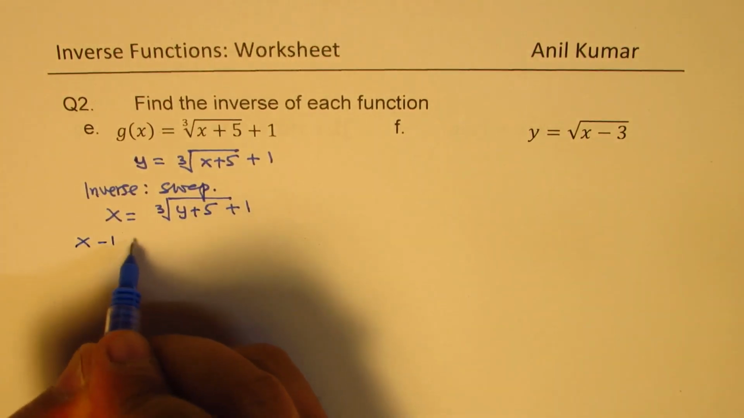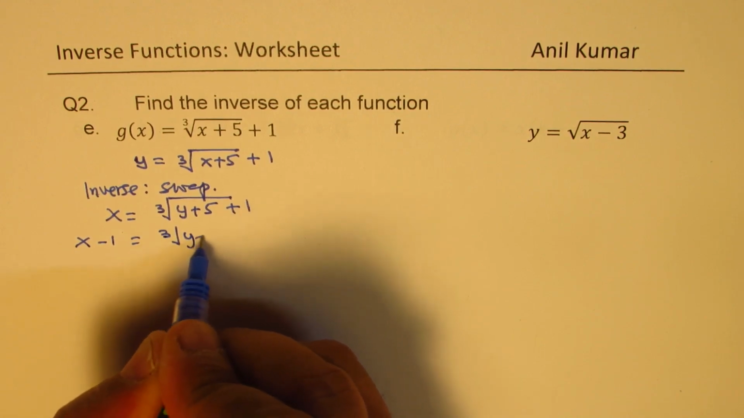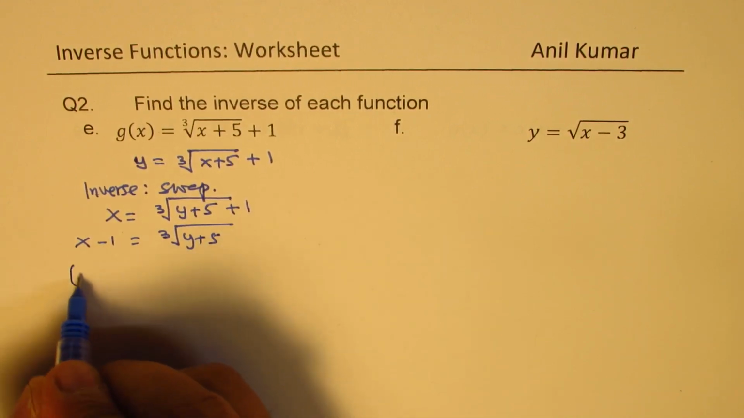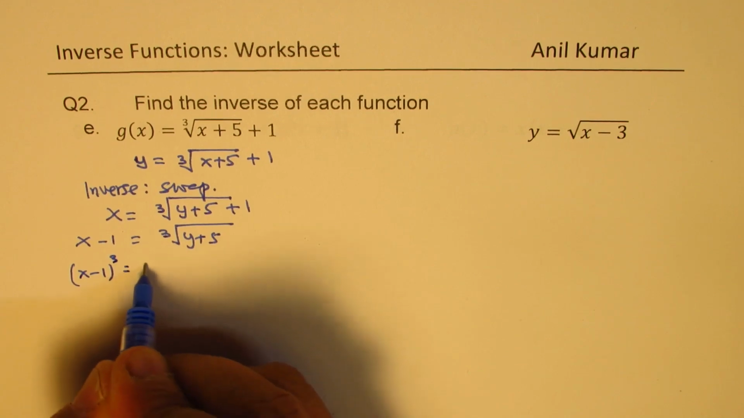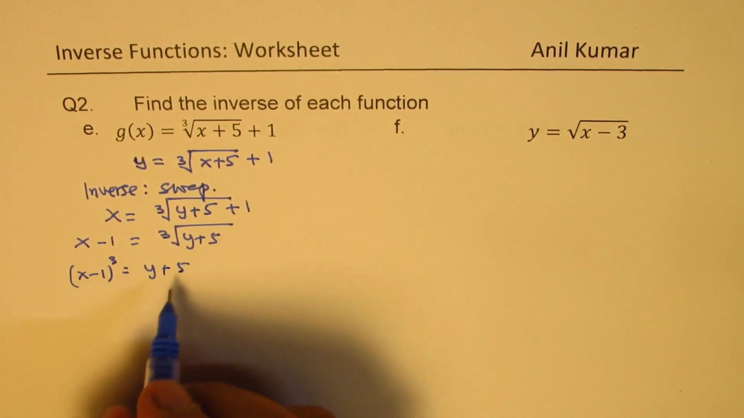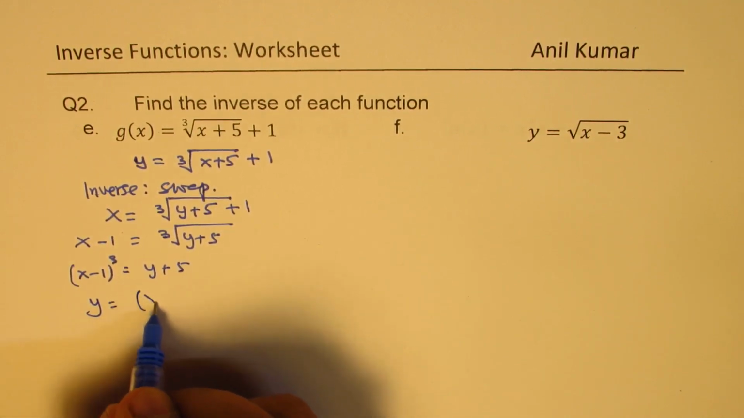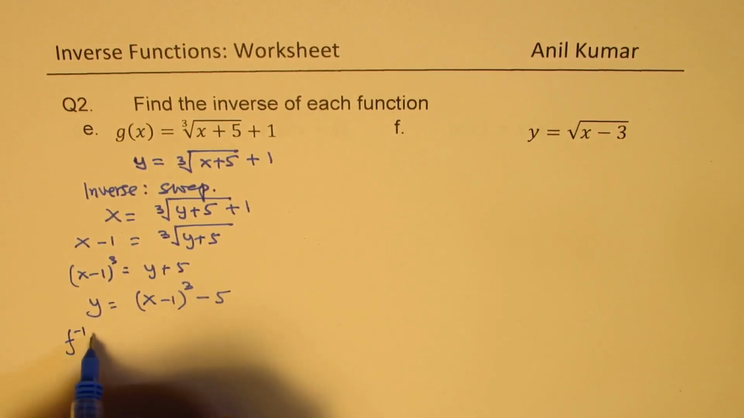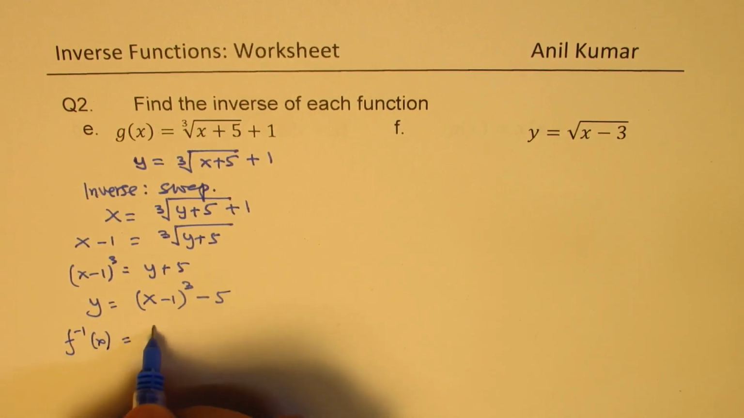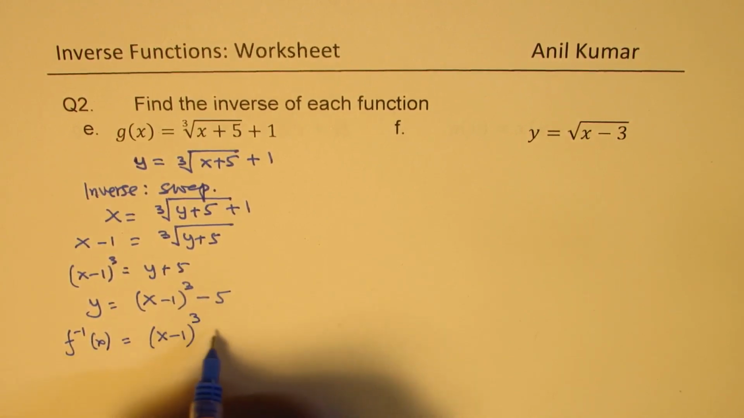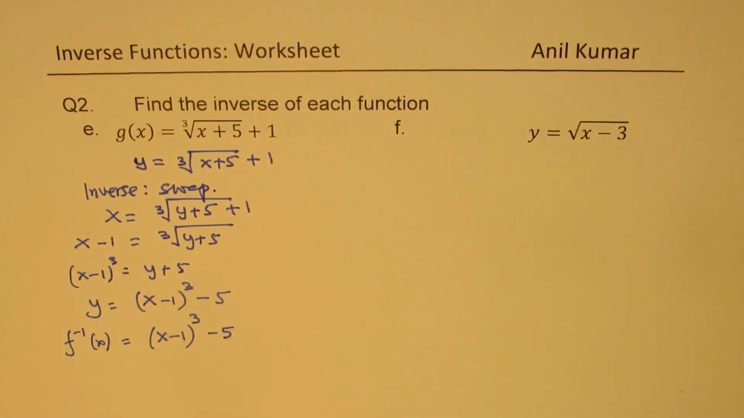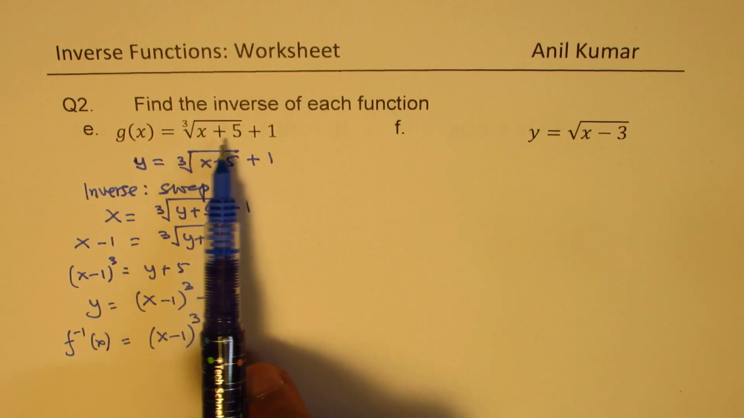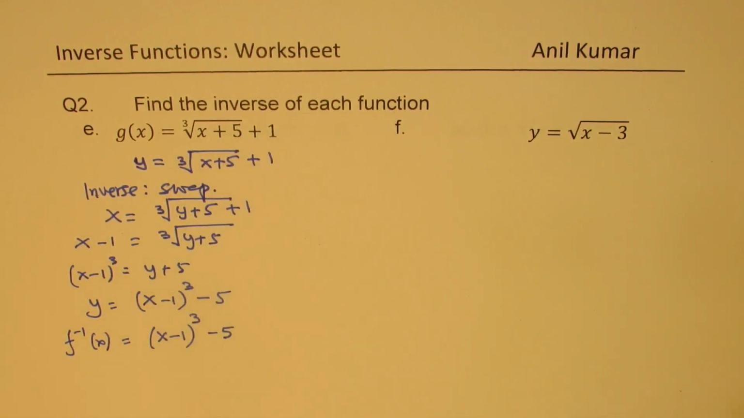So we get x minus 1 equals the cube root of y plus 5. Now we'll cube this, we get y plus 5. Take away 5, so we get y equals (x minus 1) whole cube minus 5. And the inverse in this case for the function is (x minus 1) whole cube minus 5. Perfect. Now in this particular function, cube root has no restriction. Both domain and range are all real numbers, so we need not worry, right?